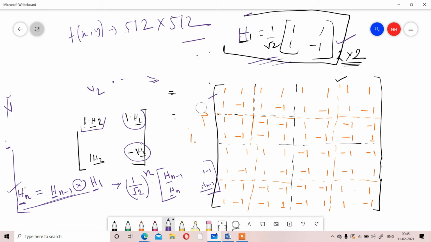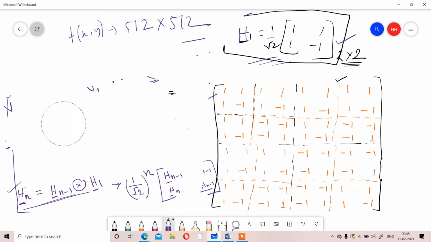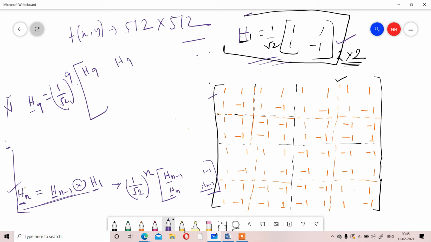So n equals 9, right? Yes sir. So if n equals 9, simply h9 will be defined by 1 by root 2 whole to the power 9, and that will be defined as h8 h8 h8 minus h8. Sorry sir, h8. Okay, now h8 will be what?